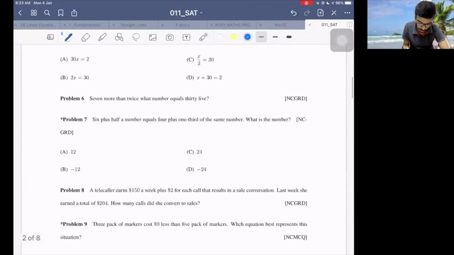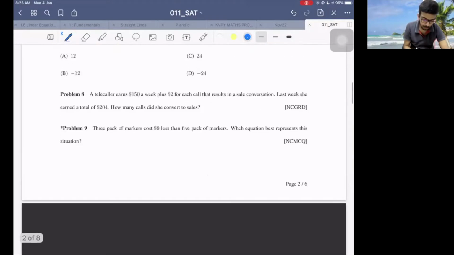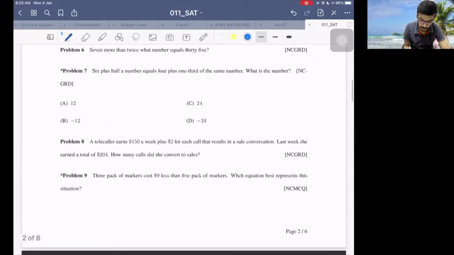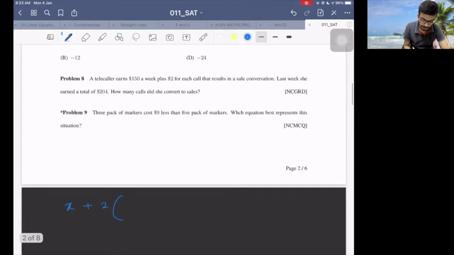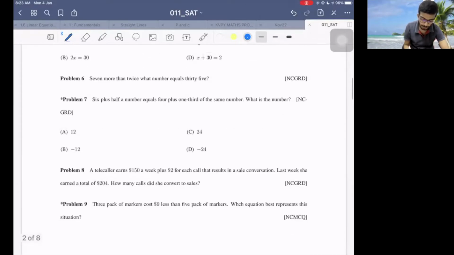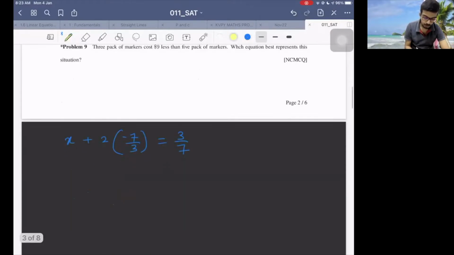This is how you do it. So let's assume that the unknown number is x and x should be added to twice minus 7 by 3 to get 3 by 7. So x plus minus 14 by 3 is equal to 3 by 7.